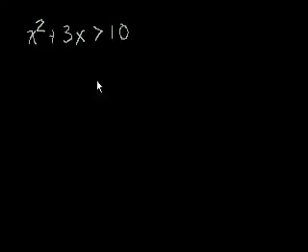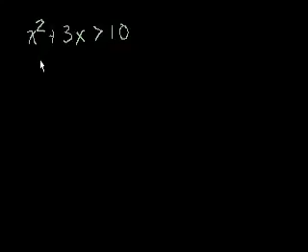So let's say I had the inequality x squared plus 3x is greater than 10. And remember, whenever you solve a quadratic, or I guess we call it a second degree inequality, it's tempting to do it the same way you do a linear equation, getting all the x terms on one side and all the constants on the other. But it never works because you have an x term and an x squared term.